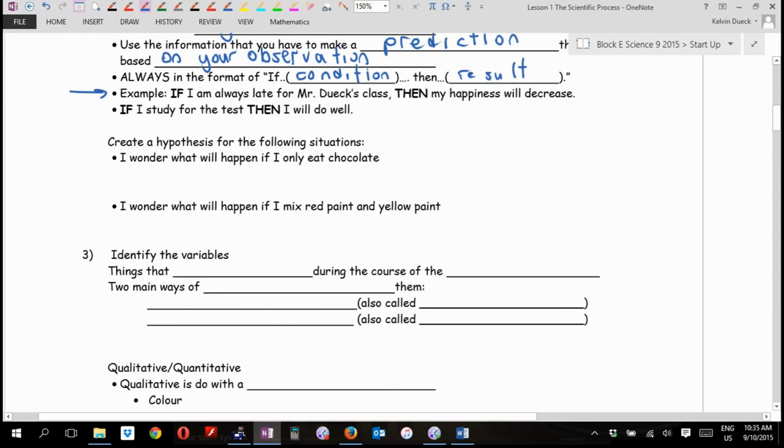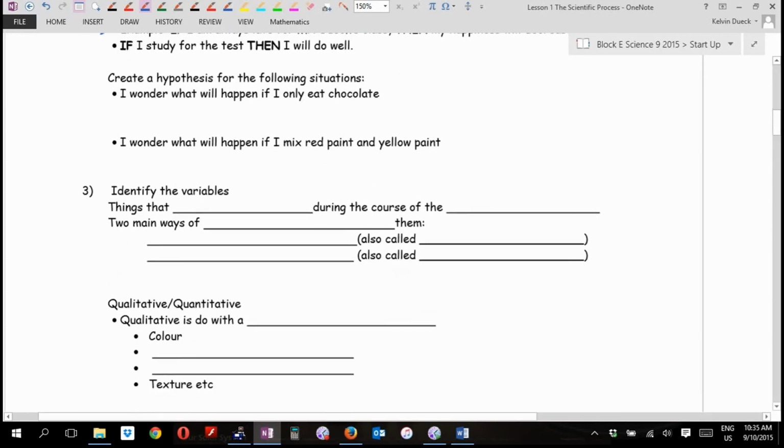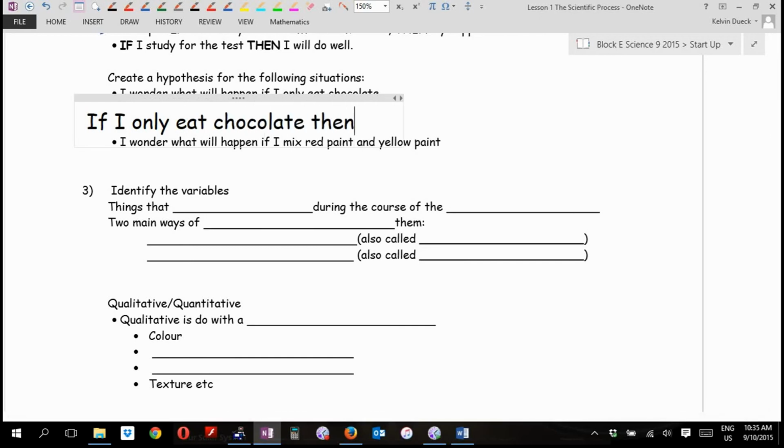Hey, if I study for a test, then I'll do well. Create a hypothesis, an if-then, for the following situation. I wonder what will happen if I only eat chocolate. So we're going to start out, if I only eat chocolate, then what might your hypothesis be?